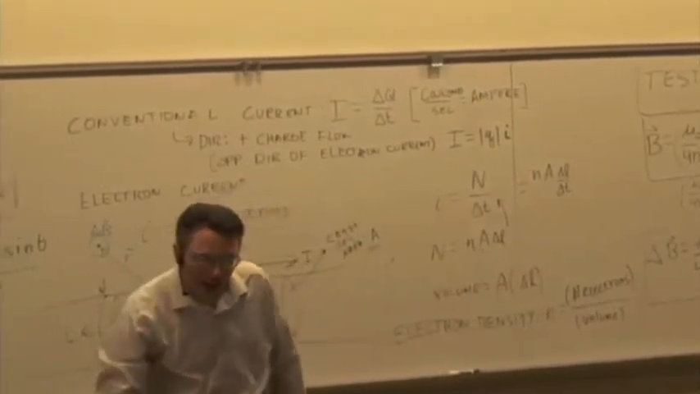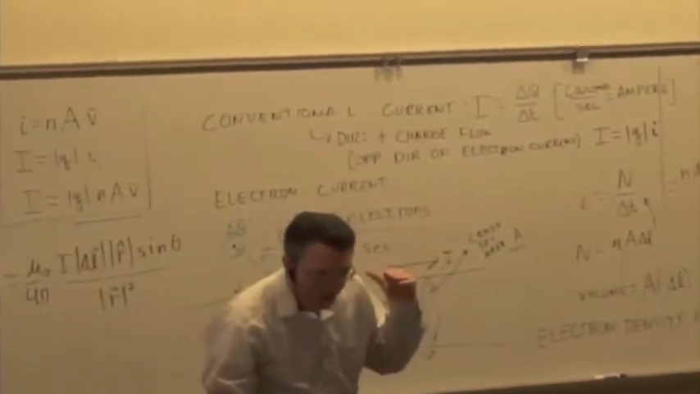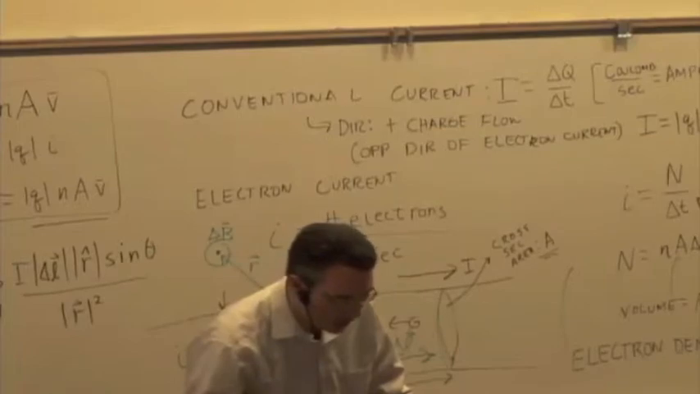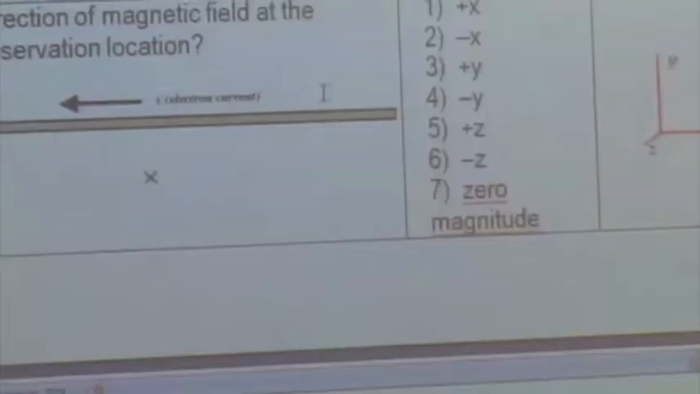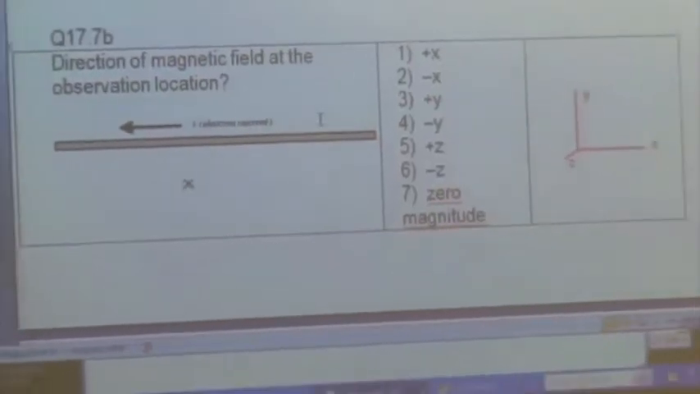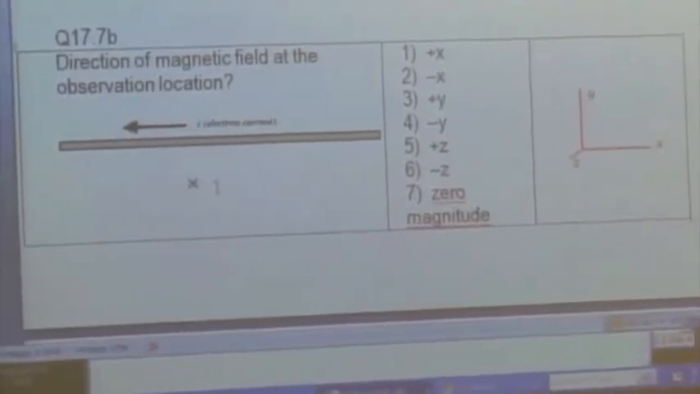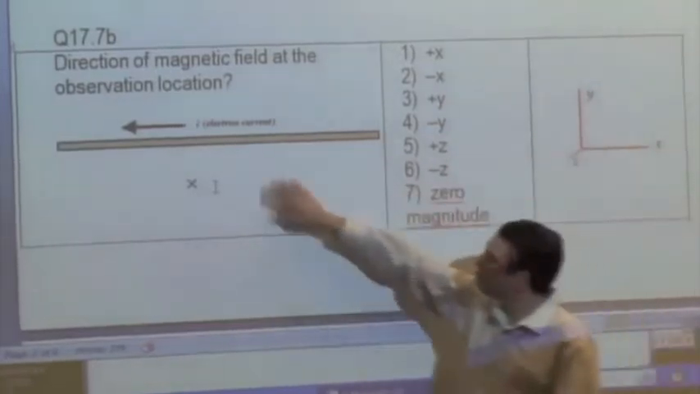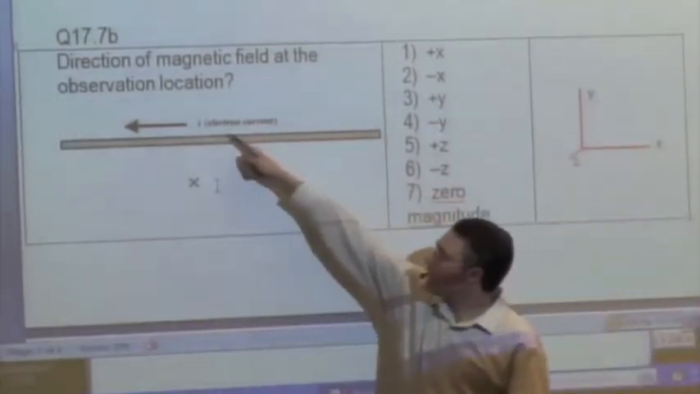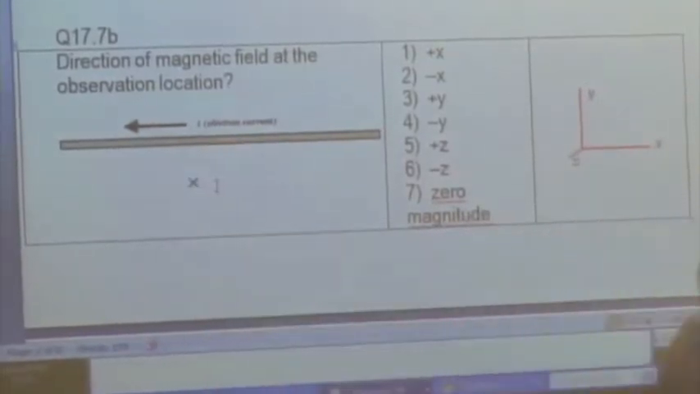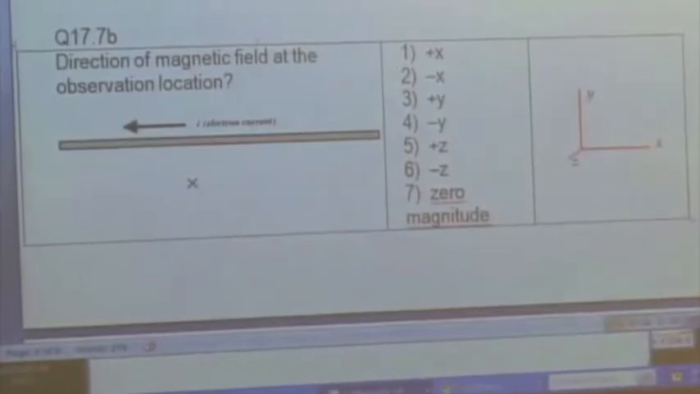Okay, we're going to do this analytically as well and work out a solution to this. But let's try a couple of questions before we do that. Okay, let's start with a simple one. Here's this little X position, this little location, in the same plane as the screen and the wire. This arrow is the direction of electron current. This is the direction of little I in this picture. What's the direction of the magnetic field at that observation location?